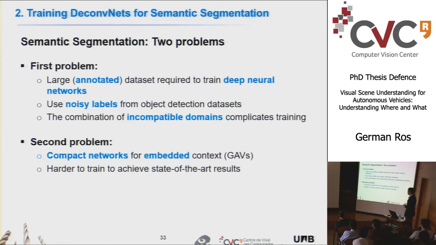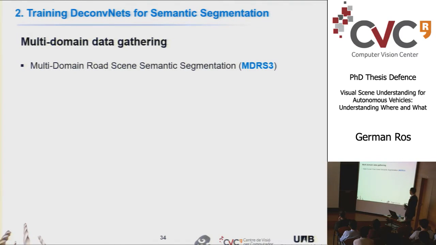And then the second problem is that in order to have something working for embedded devices, we need to come up with compact networks, so the architecture has to be quite compact. And here, that makes things harder to train. End-to-end training systems are not so well posed for training those embedded architectures. And we need to come up with some alternatives to get compact models that are still very efficient and accurate. So regarding the first problem, the first thing is to define the dataset.